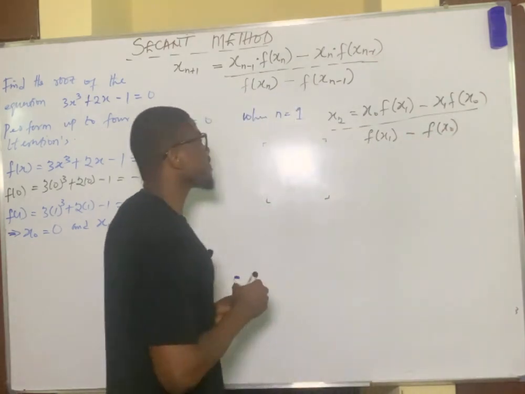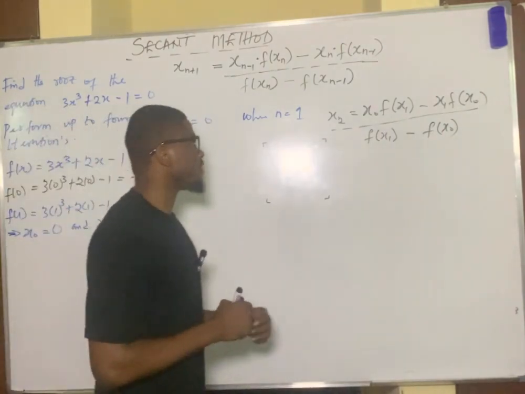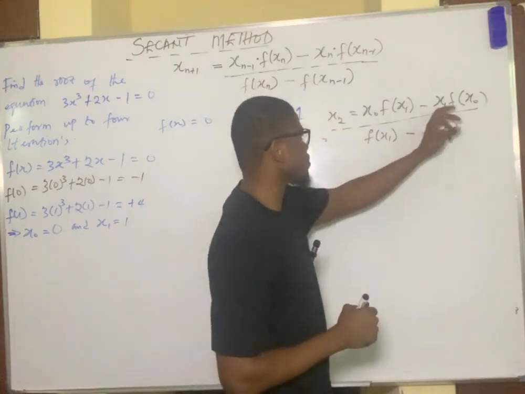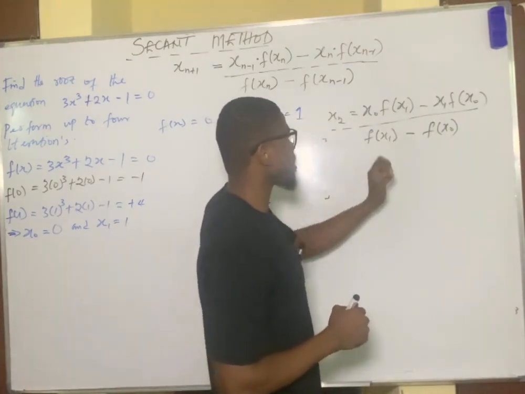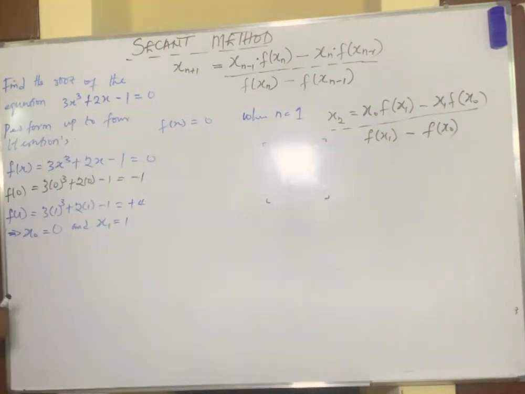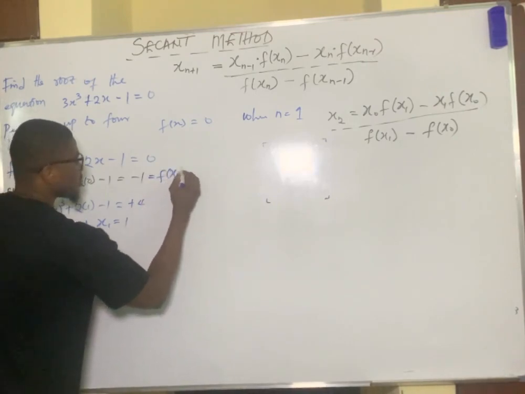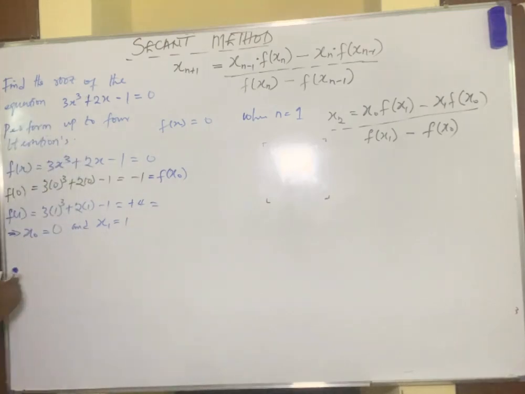So you see that every value that we have in this formula, we have already found. We know the value of x0, we know the value of x1, we know the value of f of x1, and we know the value of what? f of x0. So if you fall back to this equation, when n is equal to 0, we found f of 0 here. This f of 0 simply stands for f of x0. And when x is 1, that is when n is equal to 1, we found f of x1, right?